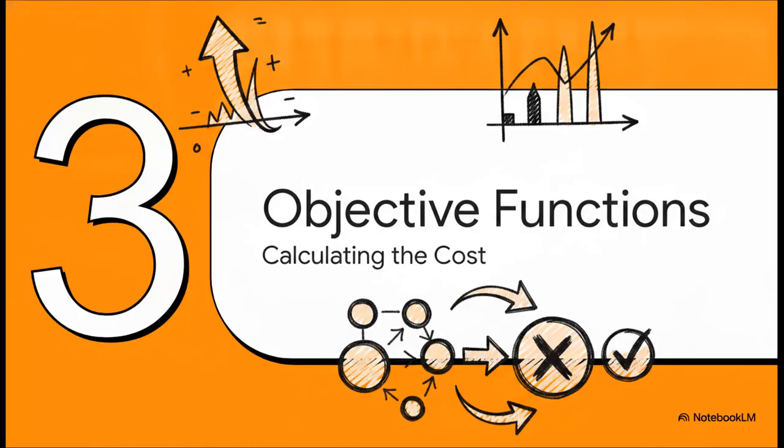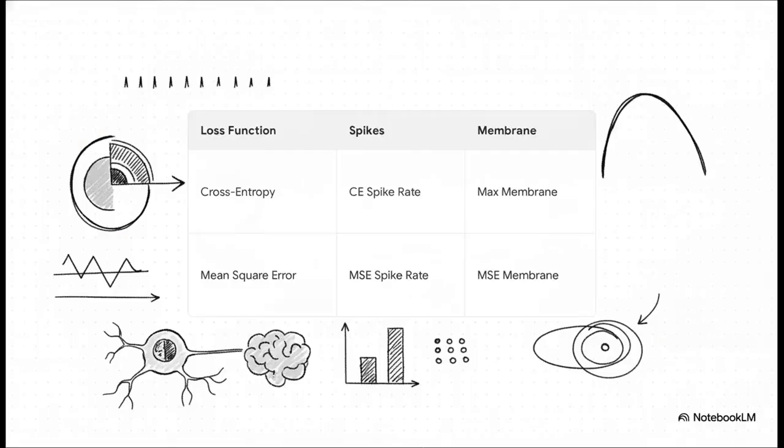Part 3. Calculating the objective function. Now we need to calculate the precise mathematical cost of being wrong. Let's look at cross-entropy versus mean square error for spike counts. With cross-entropy, the network accumulates the total spikes over time and uses those integers as exact logits, which feed directly into a categorical softmax function. By minimizing cross-entropy, the math suppresses the count of incorrect classes.